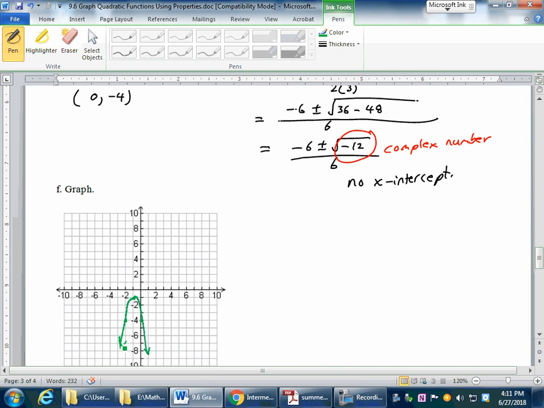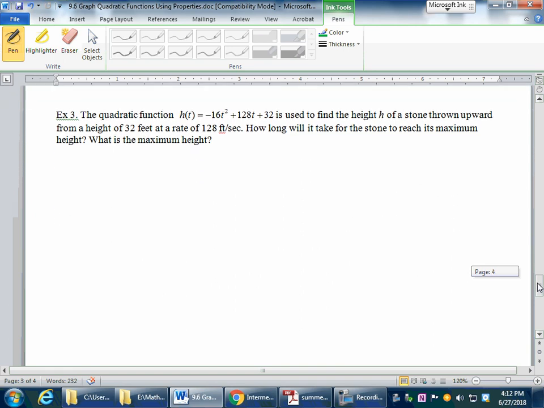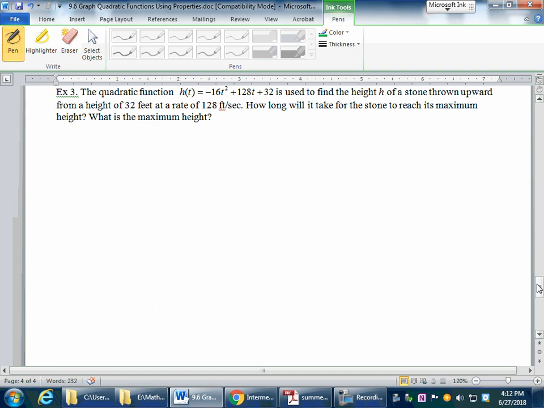Don't forget the arrowheads at the end. Okay. Now we see both cases, and also the case that doesn't have an x-intercept. Let's move on and look at the application problem, which is relating to the maximum and the minimum function value.